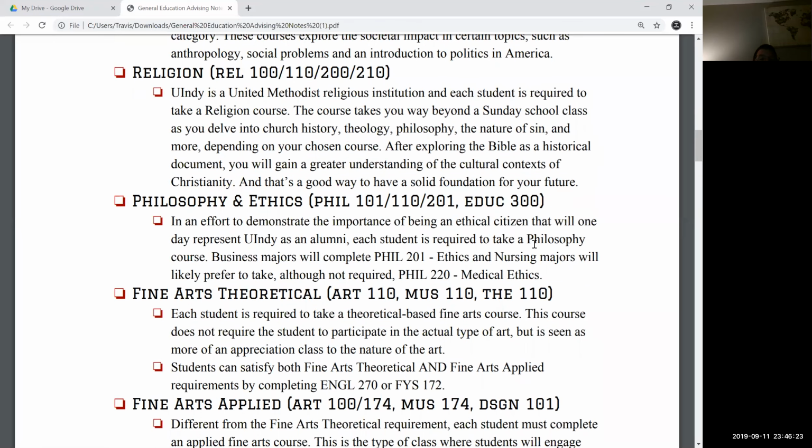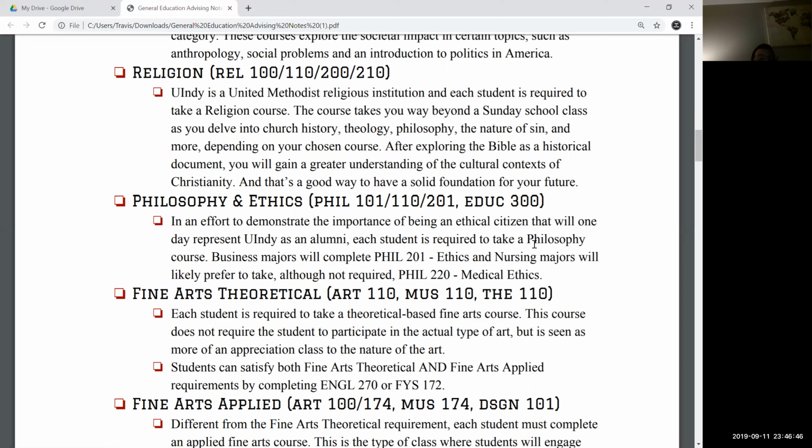Philosophy and ethics. So philosophy is very difficult to take your freshman and sophomore year as far as scheduling. For whatever reason, it fills up very quickly. So you might not do this right away. Some of you will do it in your major. So for example, I put the most popular choices, Philosophy 101 and 110. Those are by far the ones that are taken the most.